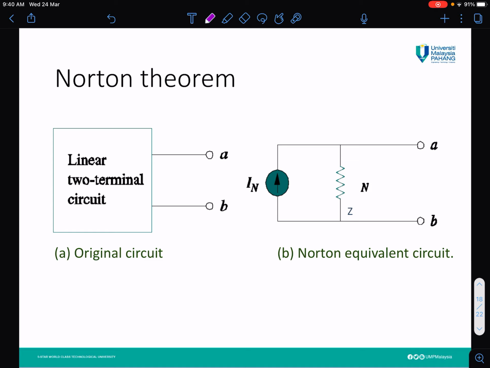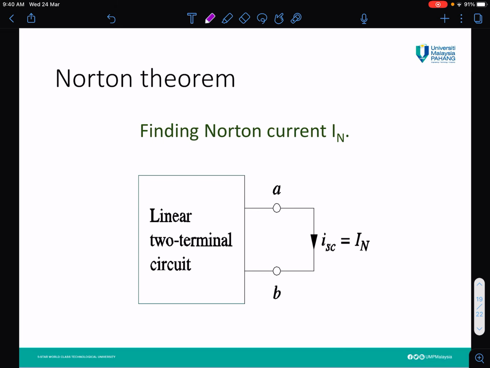What about Norton? Norton basically has the Norton current, IN, and also ZN. Compared to Thevenin, Norton is basically a parallel circuit, and it has a current. The Norton current is also the short-circuit current, ISC, where SC here is short circuit. We will see later in an example what this means by short-circuit current.